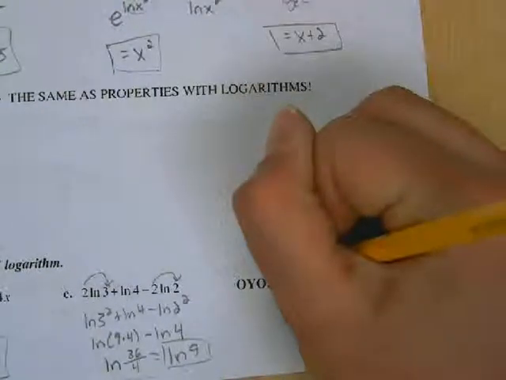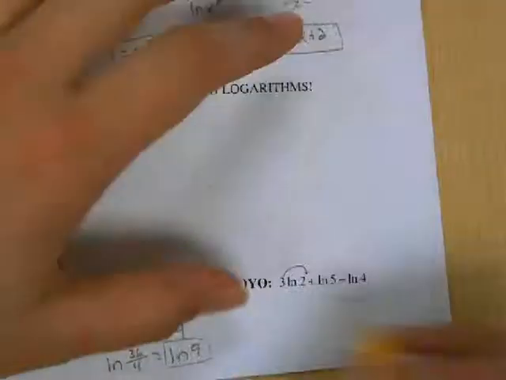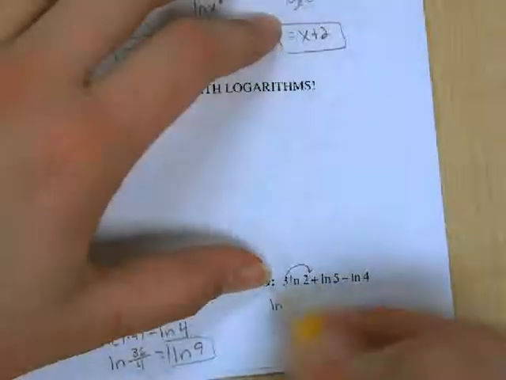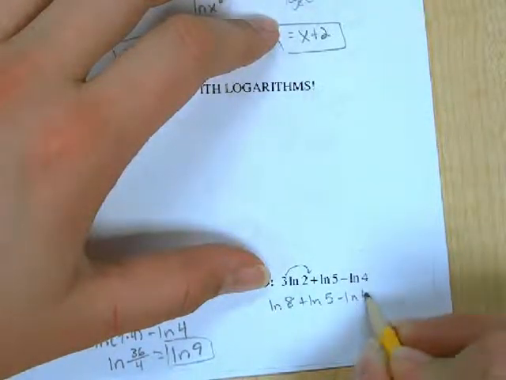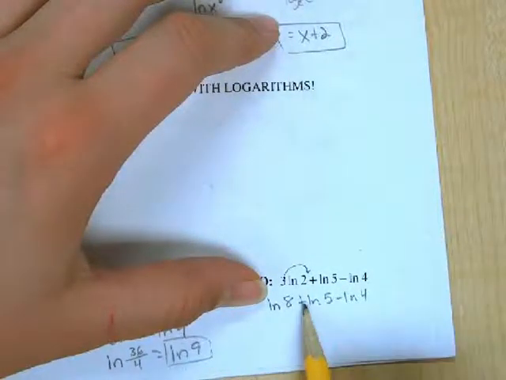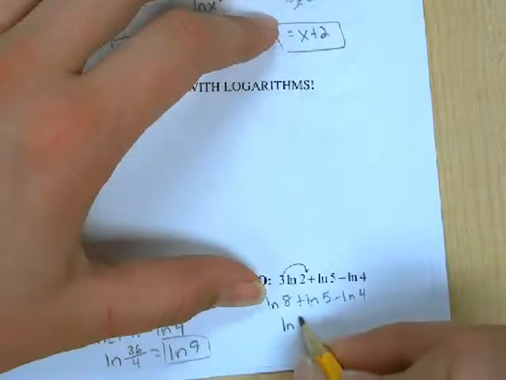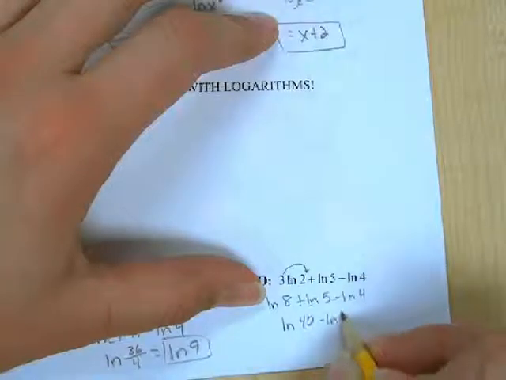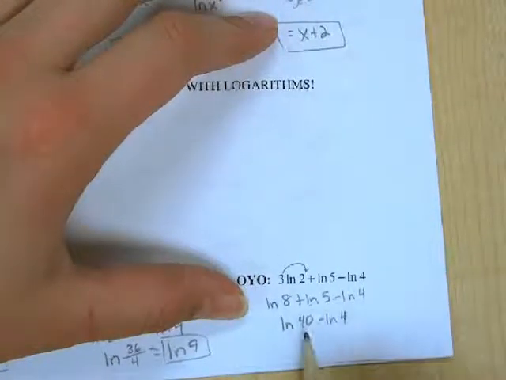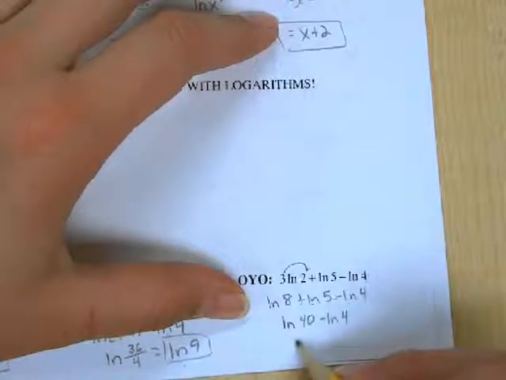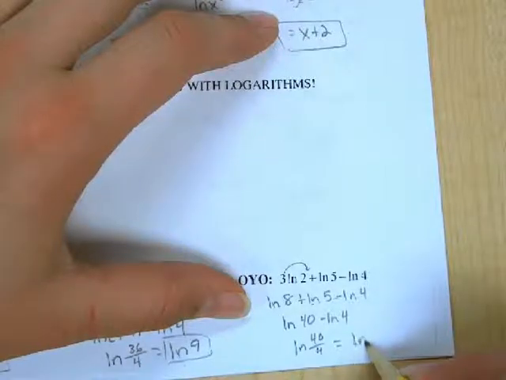My number up front has to move to the exponent spot first. So I get the natural log of 2 cubed, which is 8, plus the natural log of 5 minus the natural log of 4. When I'm adding 2 logarithms, I multiply their arguments. So I get the natural log of 40 minus the natural log of 4. Then that becomes division, natural log of 40 over 4, which is the natural log of 10.